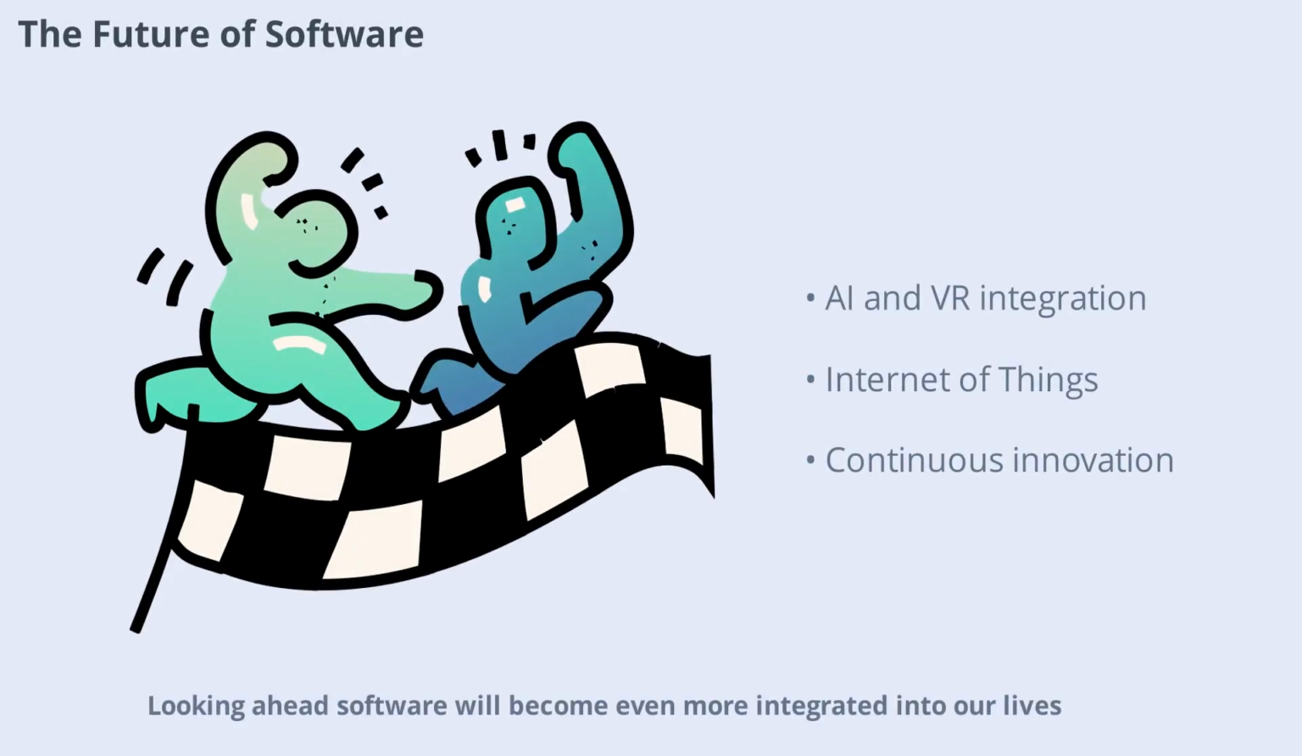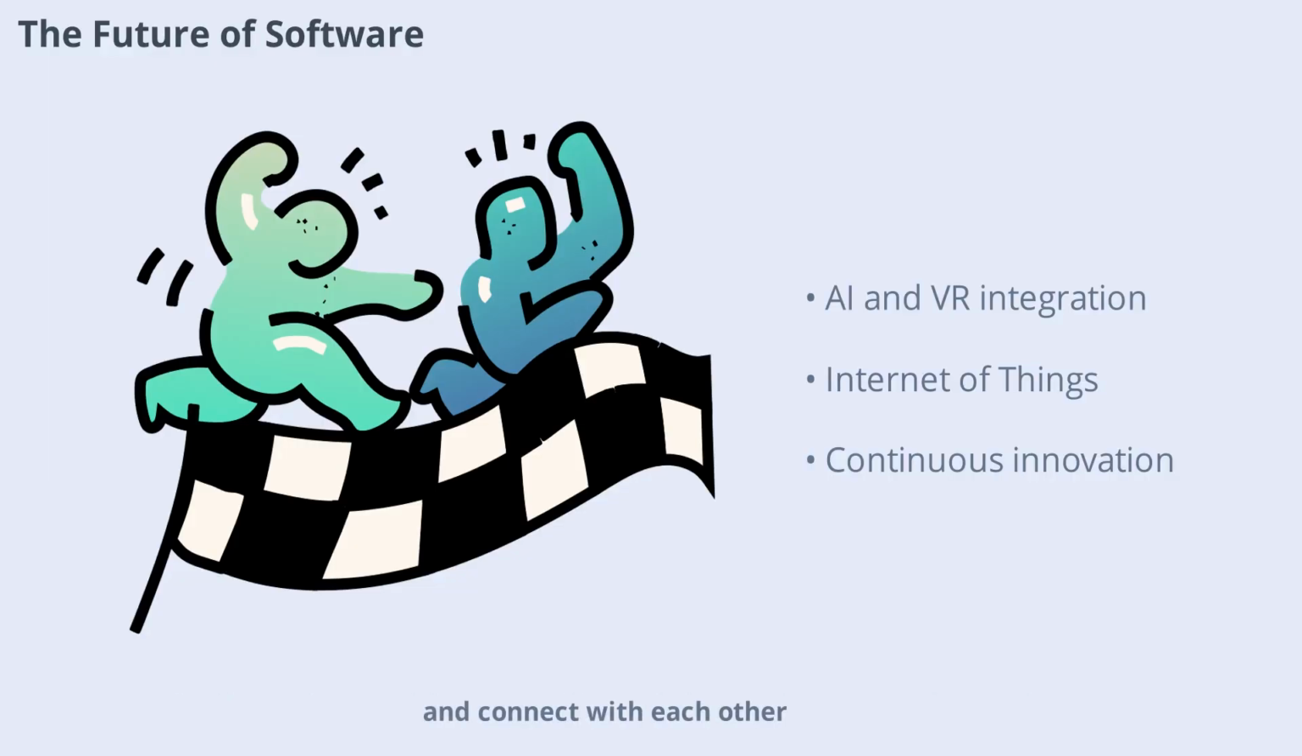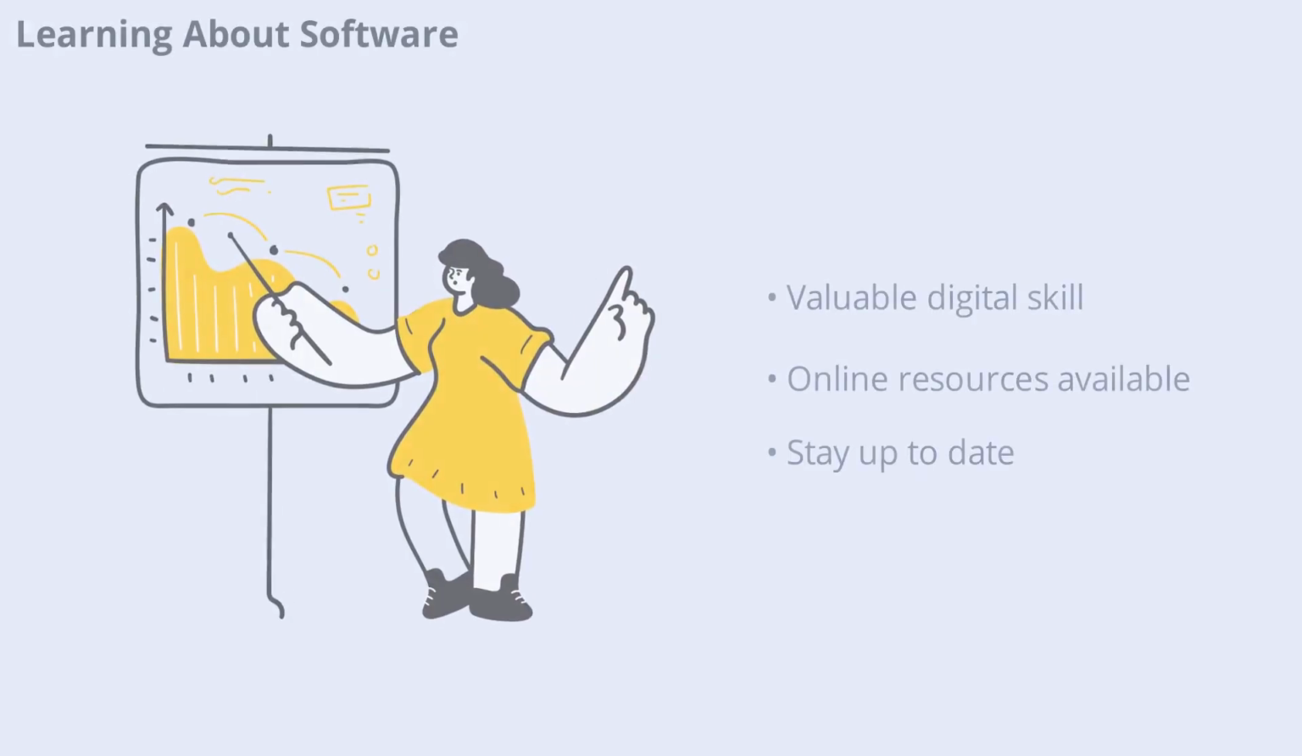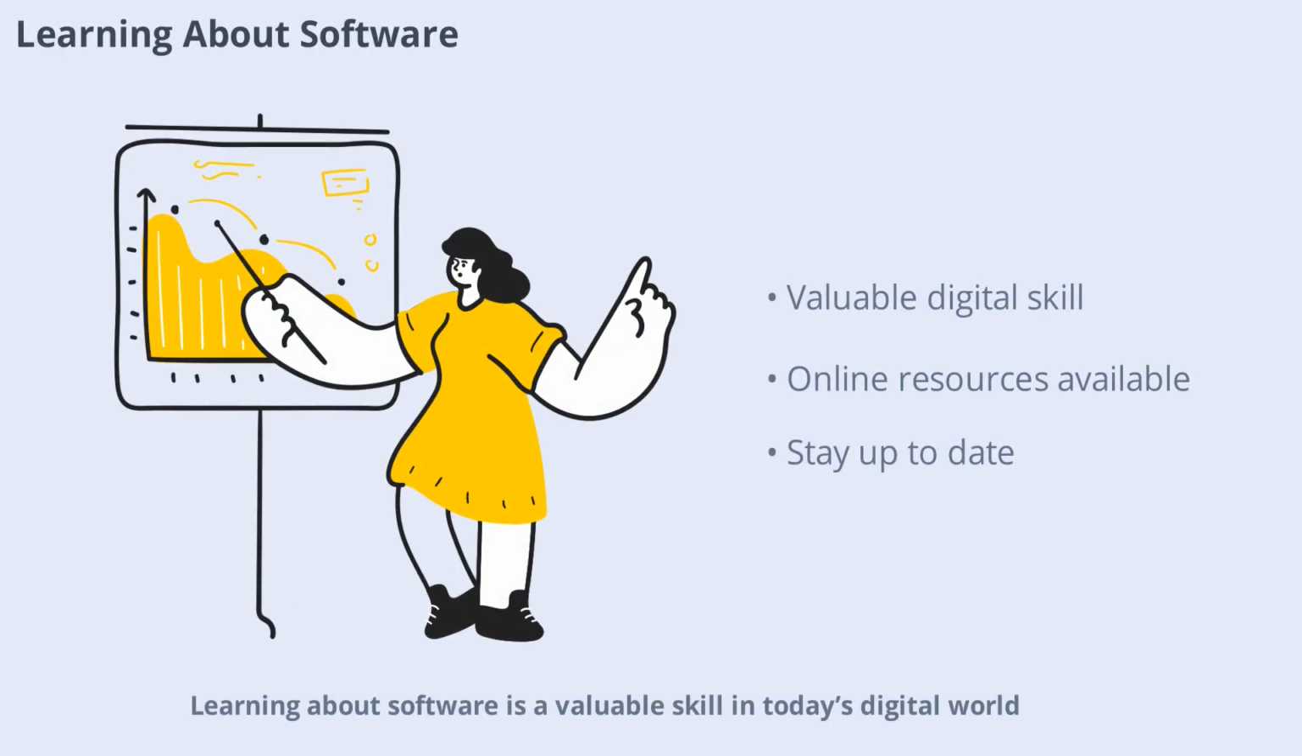Looking ahead, software will become even more integrated into our lives. Advances in artificial intelligence, virtual reality, and the Internet of Things will create new possibilities. As software evolves, it will continue to drive innovation and change the way we live, work, and connect with each other. Learning about software is a valuable skill in today's digital world.